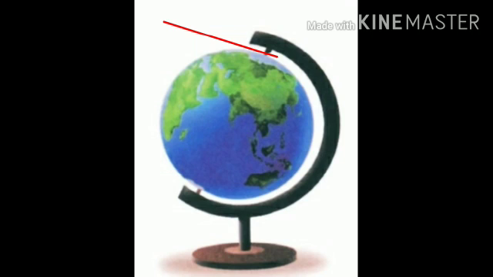Now you can see a red line on this globe. What is that red line depicting? The axis. That means the Earth rotates on its axis. It is a needle-like thin line, and it is depicting the axis. Now one more picture is there.